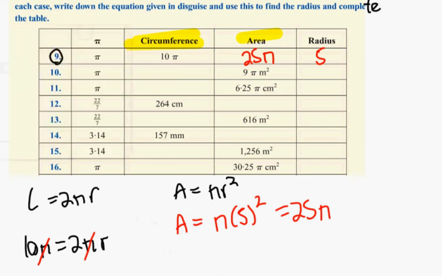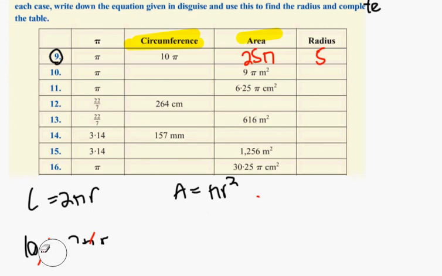Okay guys, let me show you another one. Once again, this time we're going to start off with area. Area is 616 meters squared. Can anybody in class tell me which one should we start off with? Should we start off with the circumference formula or the area formula? Area, because in question 13, area is the one we know, therefore it's the one we should start off with.